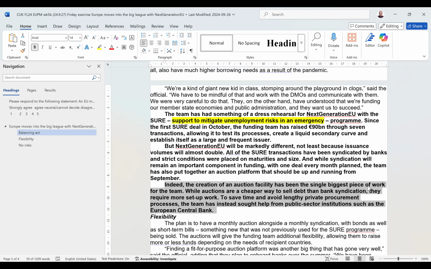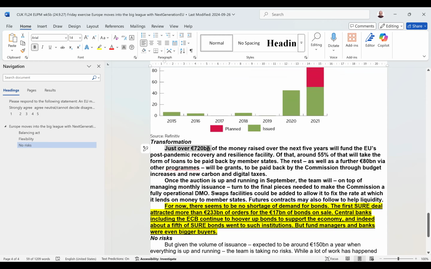And of course, it goes on here. Transformation, EU as an issuer, plan issued, and of course now you can see the big boost in terms of selling euro bonds, and then in 2021 you see this big boost. Just over 720 billion of the money raised over the next 5 years will fund the European Union's post-pandemic recovery and resilience facility. Of that, around 55% will take the form of loans to be paid back by the member states. The rest, as well as another 80 billion via other programs, will be grants to be paid back by the European Commission through budget increases and new carbon and digital taxes.